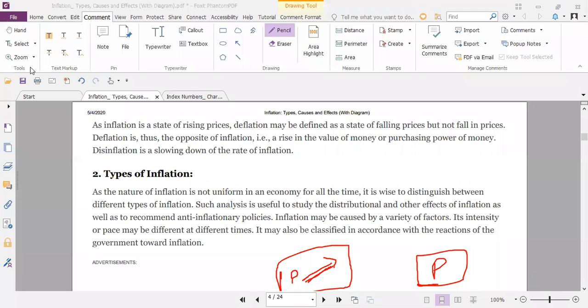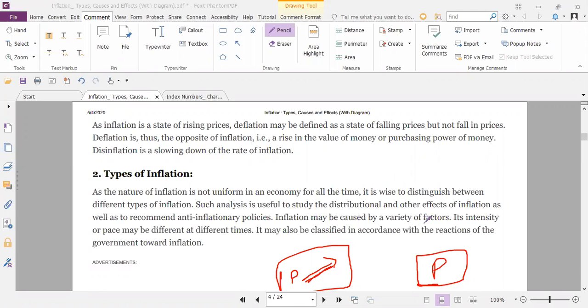Then, such analysis is useful to study the distributional and other effects of inflation as well as to recommend anti-inflationary policies. So, it also helps us in making anti-inflationary policies. Policy making ಅಲ್ಲಿ ತುಂಬಾ helpful ಇರುತ್ತೆ. Inflation types, different types ಅಲ್ಲಿ ಇದನ್ನು distinguish ಮಾಡಿದ್ರೆ it helps in policy making, right? Anti-inflationary policies.